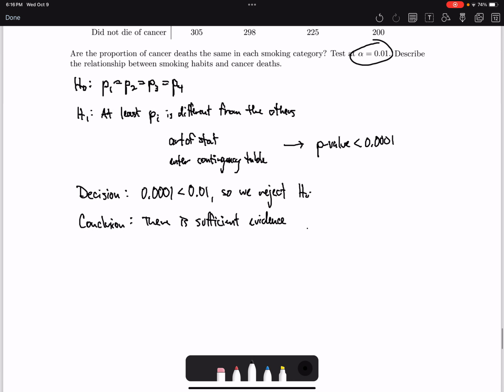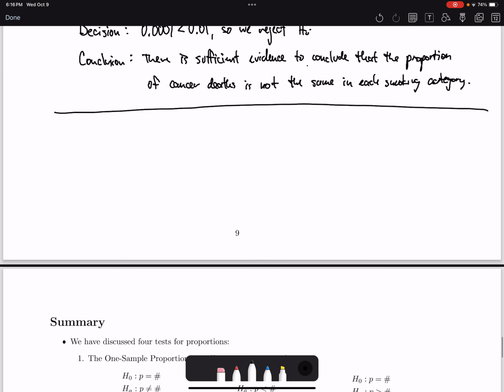But to answer the follow-up question, describe the relationship between smoking habits and cancer deaths, we would say the more a person smokes, the more likely they are to die of cancer. And just to be clear, I'm not saying this because it's sort of common sense. I'm saying this because this is what the data indicate. When you look at the contingency table, when you compare the observed deaths versus the expected deaths, right? This is what we see in the data.